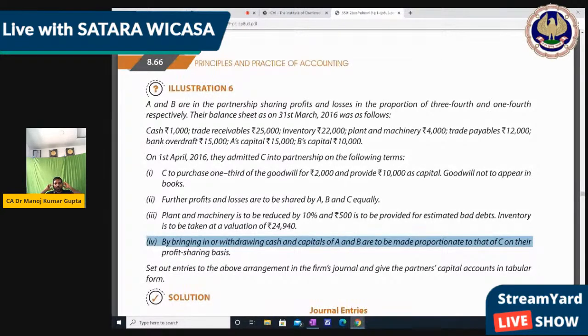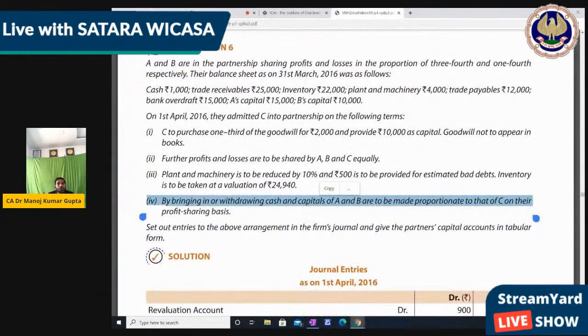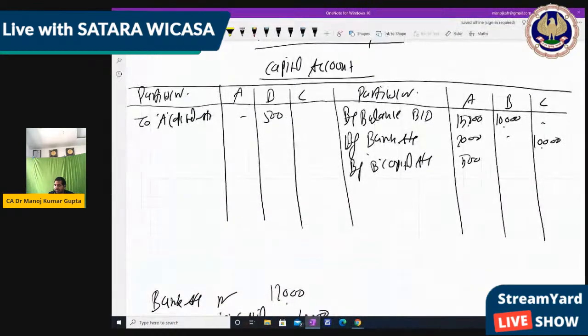Yeah, sorry friends. So now what they say, C purchased 2,000 for goodwill and 10,000 for capital. That is clear. Now further, profit and loss are to be shared equally. That is also okay. Plant and machinery is to be reduced by 10% and 500 to be provided for estimation of bad debts. Inventory is to be taken over, evaluated at this much. So for that we have to prepare revaluation account also, and they have asked for the general entry, so general entry also we have to prepare, right?